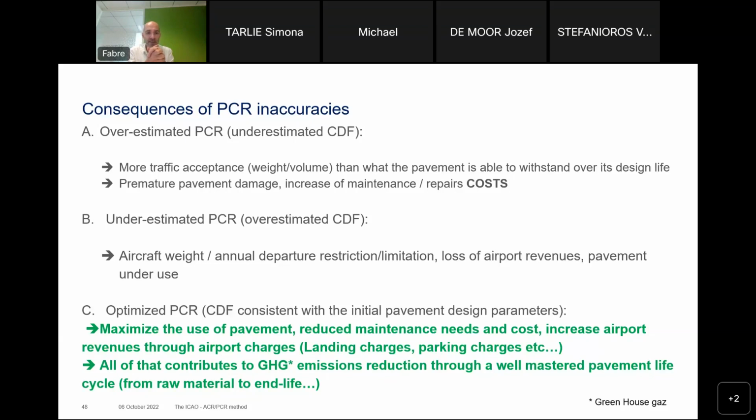You have an optimized PCR, meaning that the CDF is consistent with the initial pavement design parameters, which will lead to a maximized use of your pavement, reduced maintenance needs and costs, and an increase of revenue. The airport charges, as I said, whether the landing charges or the parking charges and maybe other charges, are linked to the aircraft weight. And at the end, all of that will contribute in the medium and long term to greenhouse gas emission reduction, for a well-mastered pavement life cycle from raw materials to the pavement end of life. So keep this in mind. This is quite important also to have the best pavement management system at airports to reduce this carbon footprint.